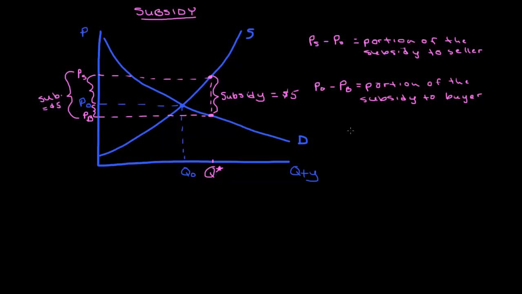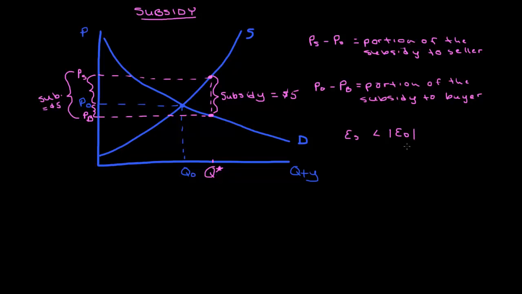So it's pretty easy to see here that if we were to compare the price elasticity of supply to the price elasticity of demand, since the seller is receiving most of the subsidy, then this relationship must hold. So once again, to summarize, the seller is going to receive most of the benefit of the subsidy because their price elasticity is smaller than the price elasticity of the consumers.